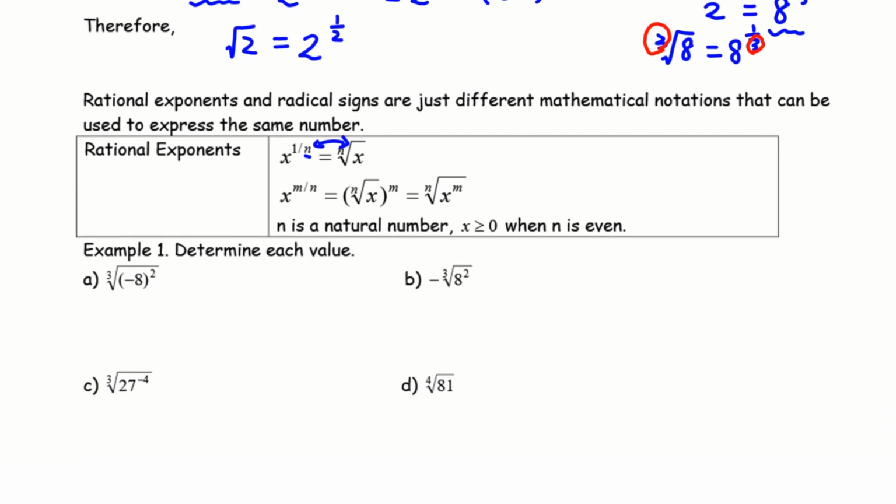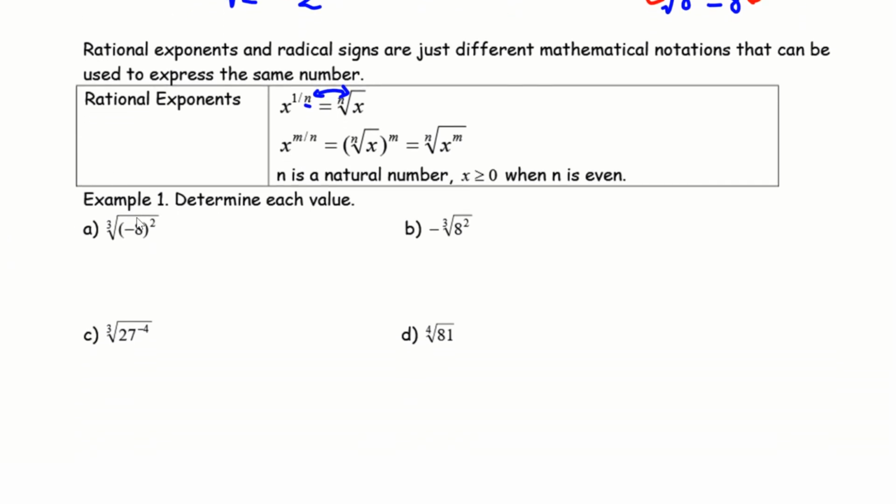So now we are going to convert from the radical sign to the rational exponent. The reason why we want to convert is that with the rational exponent, all the exponent rules could be applied. So it will be easier for us to do the calculation or simplification. So the index number goes to the denominator and the power goes to the numerator.